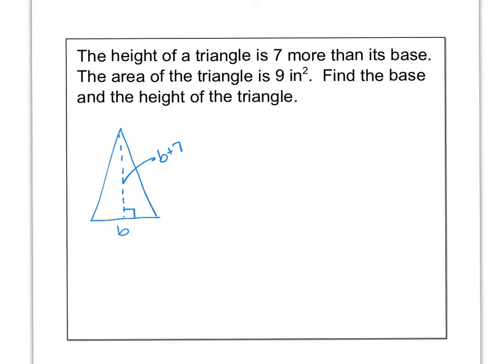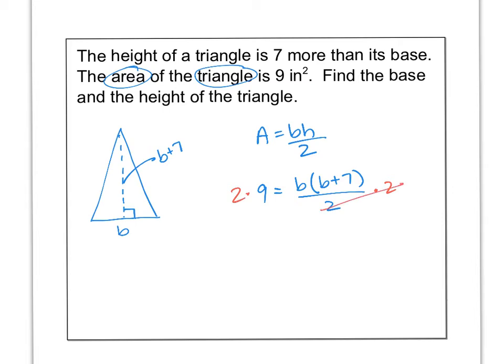Okay, so I see some key words. I see area and I see triangle, and that tells me what my formula is. Area is base times height divided by 2. I plug in everything I know. The area is 9, so I can plug that in for the A. I don't know the base, so I'll call it B. The height is B plus 7, and then divide by 2. What I like to do is get rid of that 2 first. So I multiply by 2 on each side. That will cancel out that 2 on the bottom of the fraction.